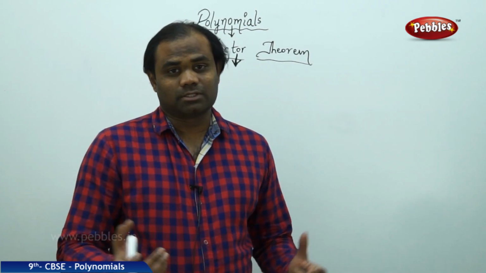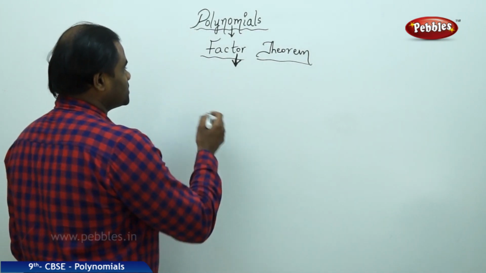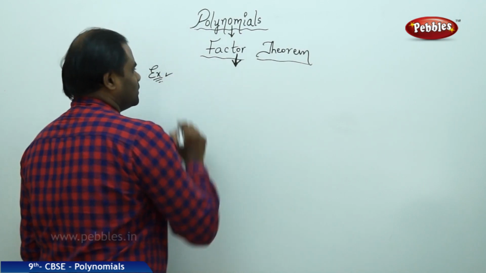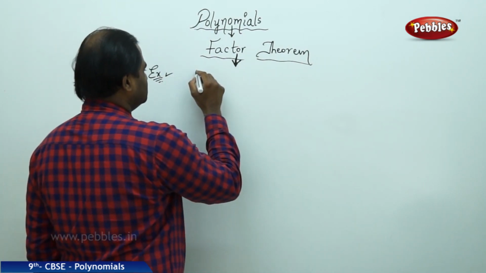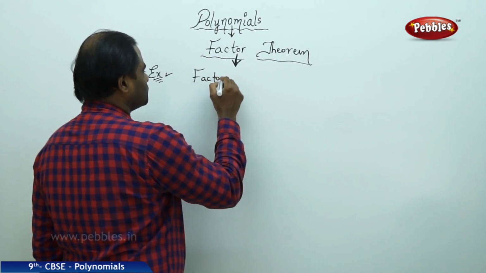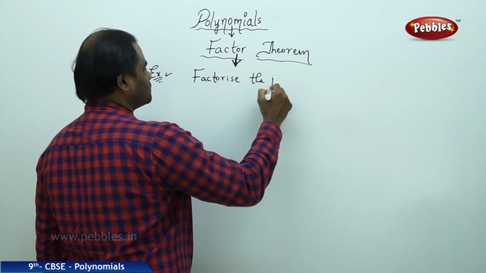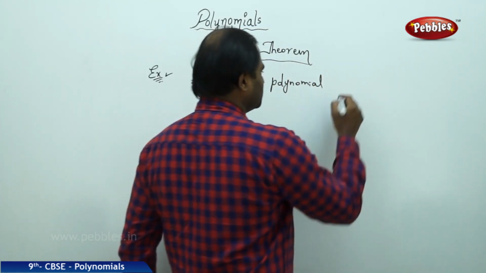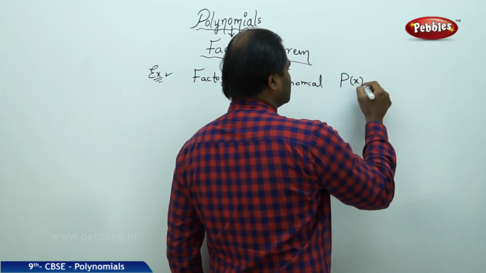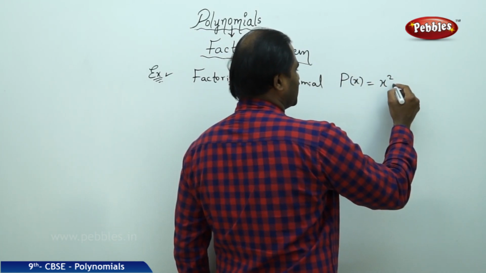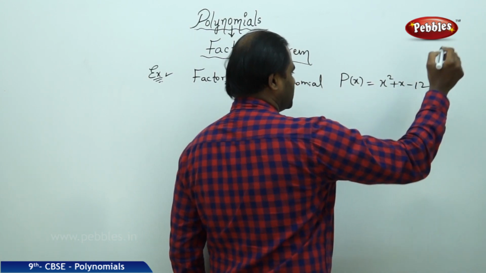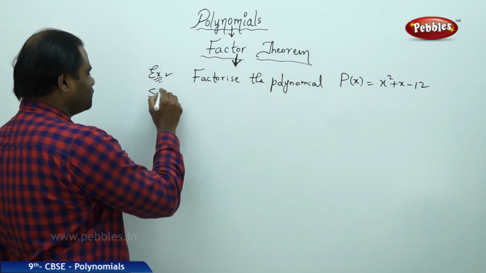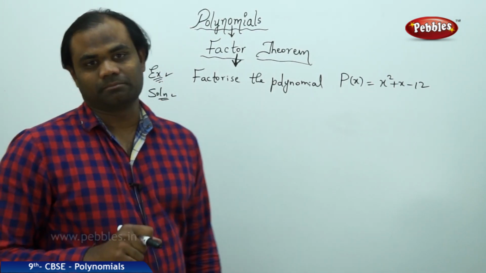Let's see how it is possible. The theorem says that if I have, say for example, a polynomial p of x which I need to factorize. The question here says factorize the polynomial p of x equals x squared plus x minus 12. That is the polynomial I have. So let's see how we can factorize using the factor theorem.